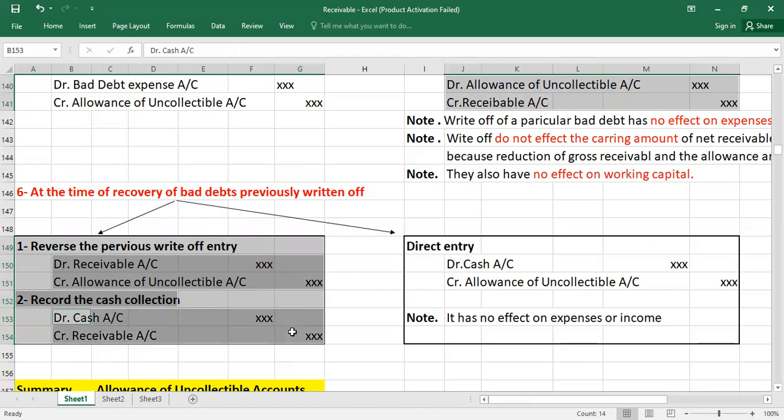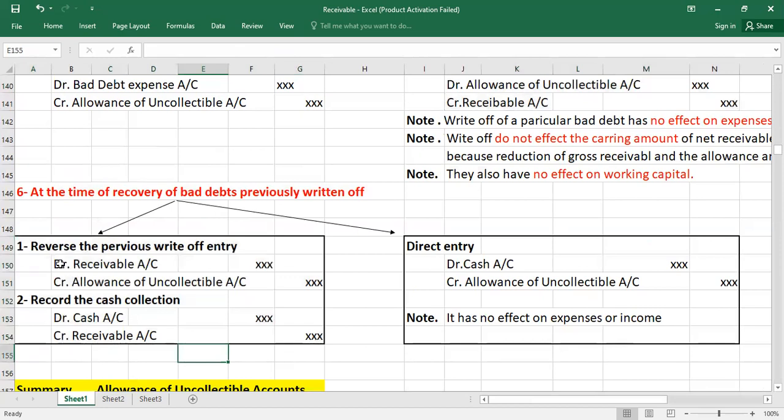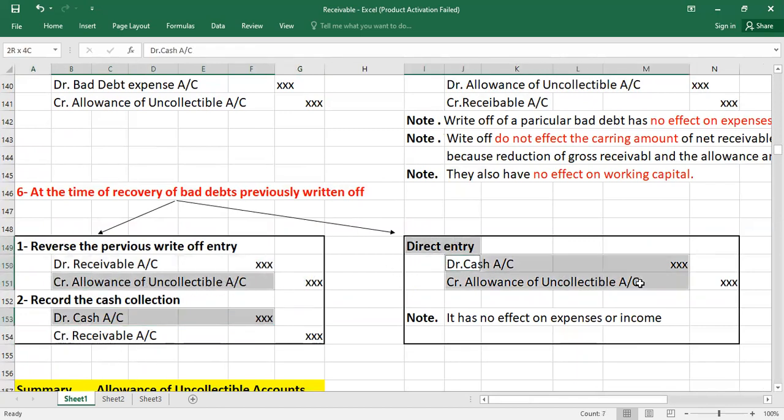So if you want to make one entry, you can see here in this entry your receivable is debit, and in the second entry your receivable is credit. So this will be netted off. The remaining items will be debit cash account and credit allowance for uncollectible account. This is the direct entry also written here: debit cash, credit allowance for uncollectible account.